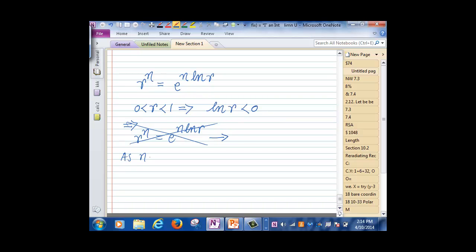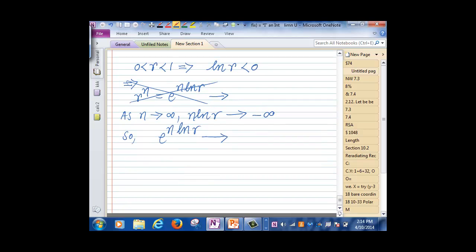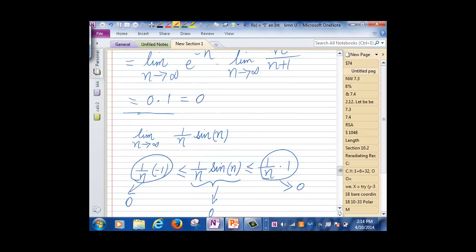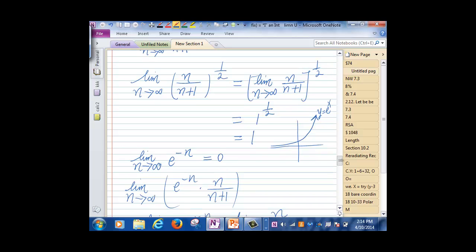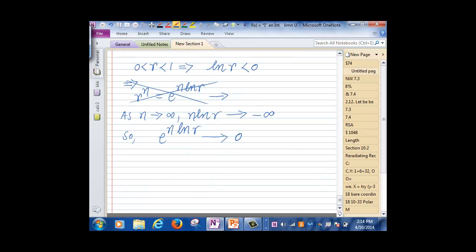As n goes to infinity, n ln r goes to negative infinity, right? So then e to the n ln of r goes to what? If the exponent goes to negative infinity, it goes to 0, right? Remember the graph of e to the x. When the exponent x goes to negative infinity, e to the x goes to 0. So this goes to 0, which means r to the n goes to 0, right?